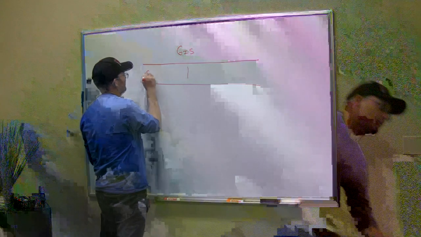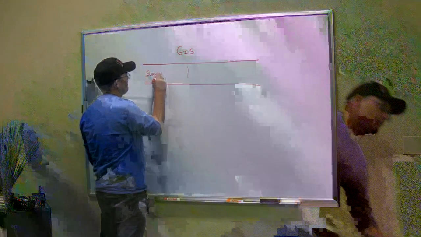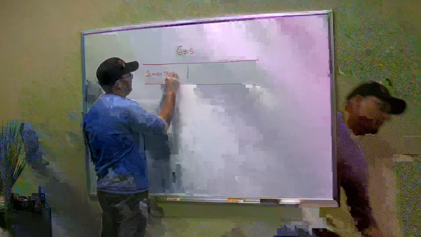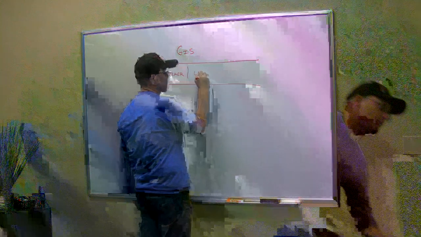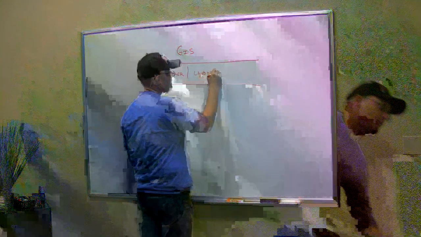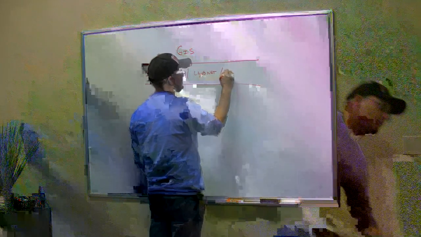All right. So here's what we're going to do. There's going to be two parts of this. We're just going to talk about the first part today, and then you guys are going to work with me on the second part later this week, I hope. In our GIS, there's going to be two parts. There's what I'm going to call the survey tracker. And then over here, we're going to have what surveyors call the land net. That's what Caltrans calls it. GIS people call this the parcel fabric.